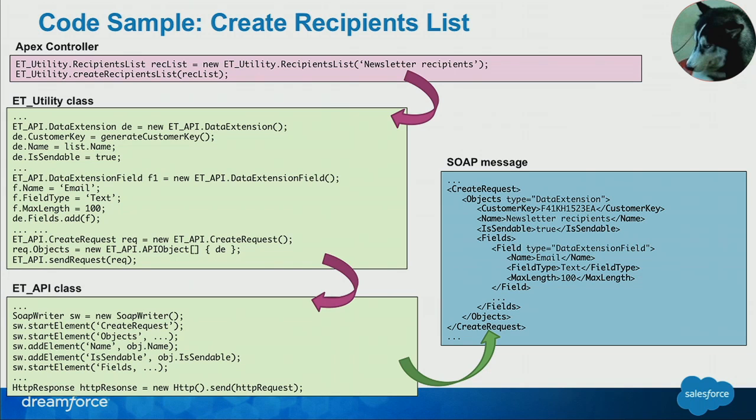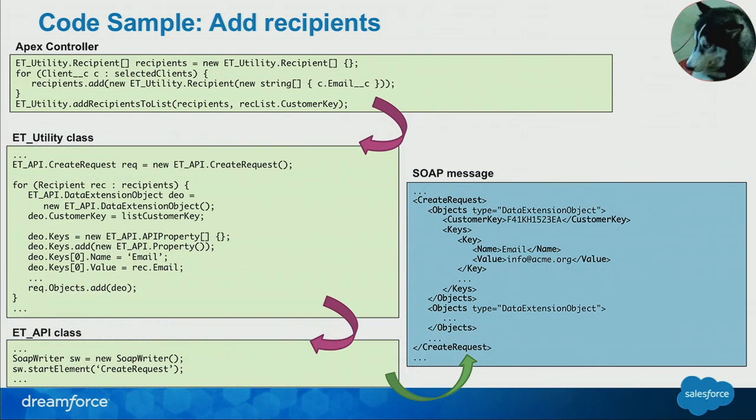It also uses a helper class, which we call SOAP writer, which obviously just writes SOAP, right? And the resulting SOAP message is this one you can see here. We have the main element, a create request, and underneath that, one element, objects, with the type data extension. This data extension element just contains all the properties we've defined in the code. And if everything went well, then you have a data extension in ExactTarget.